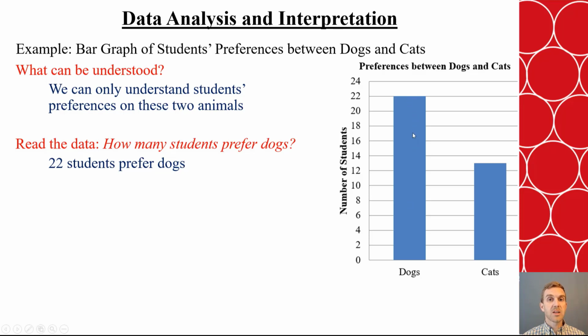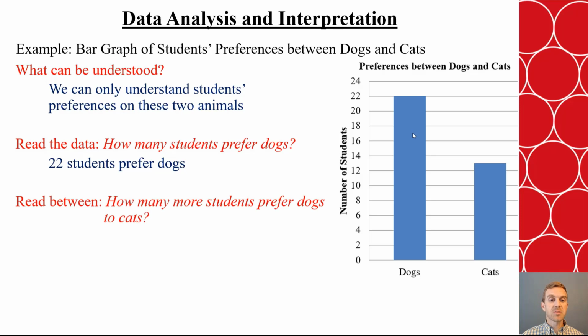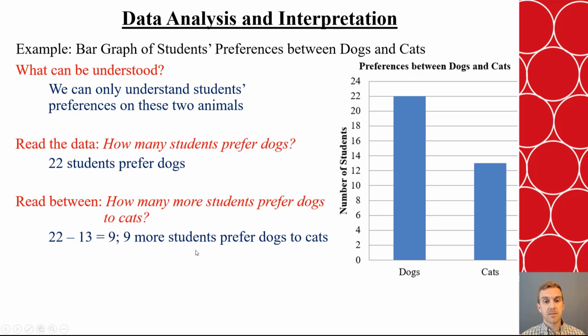Now, if we're doing a between question, read between the data, we want to compare. The easiest comparison is how many students prefer dogs to cats. Here, we know this is 22, and this one is halfway between 12 and 14, so that would be 13. So 22 minus 13 would give us 9, which means 9 more students prefer dogs to cats.